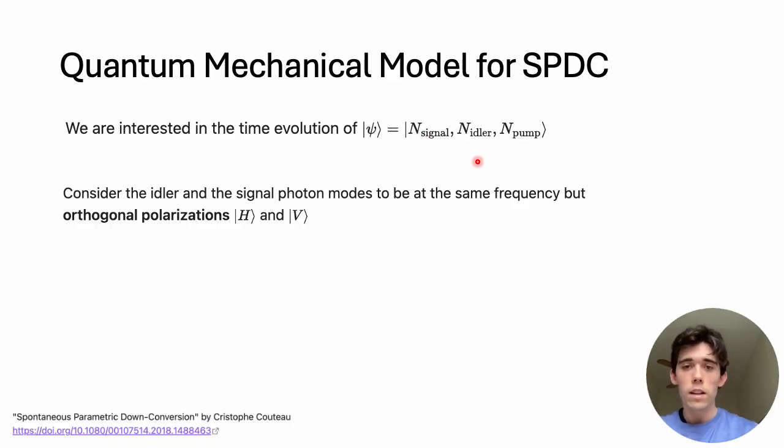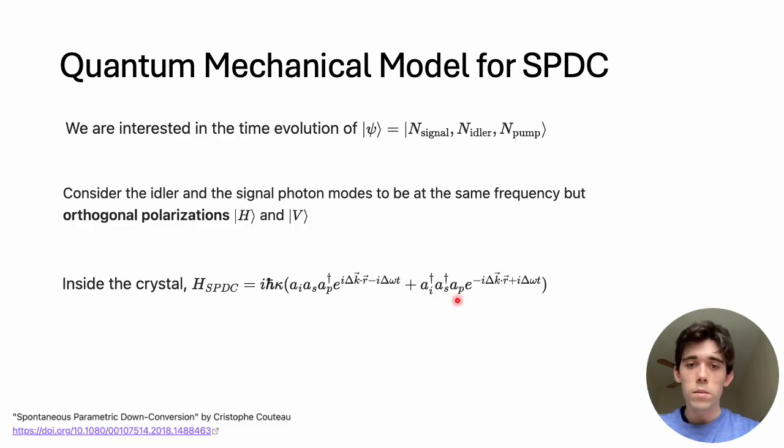Now, we can write down a Hamiltonian for this system in terms of creation and annihilation operators. So for example, this term would be the annihilation of a pump photon and the generation of an idler and signal photon. So these sorts of terms are what represent the process of the annihilation of the pump photon generating the signal and idler photons.